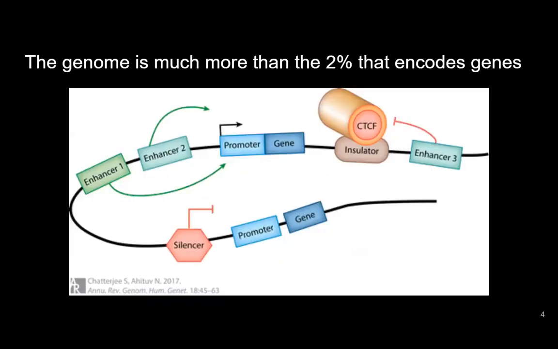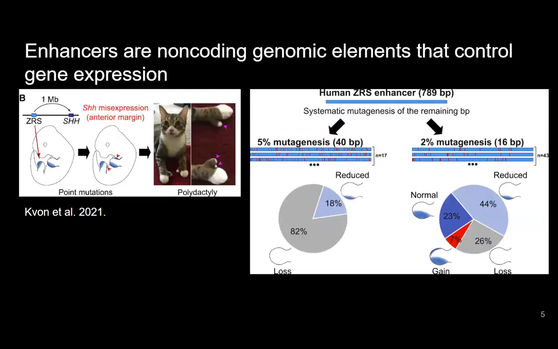However, as we've heard a lot already in this workshop, the genome is much more than the 2% that encodes genes. And so this includes elements like enhancers, promoters, different non-coding elements that drive the level and the environment in which genes are expressed. There are also things called insulators, which can separate different genomic environments from each other. And there are silencers, which are basically the opposite of enhancers. They turn genes off. And enhancers, in particular, are non-coding genomic elements that control gene expression, and these can have important phenotypic impacts.